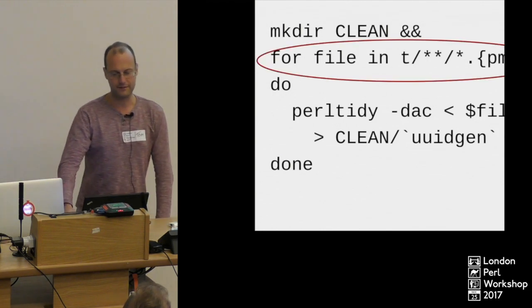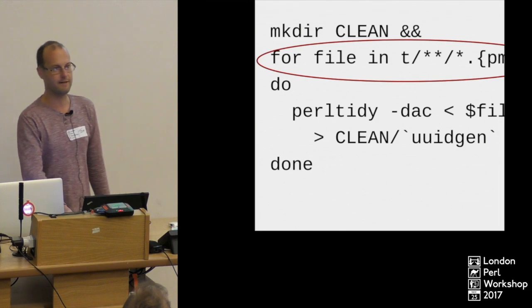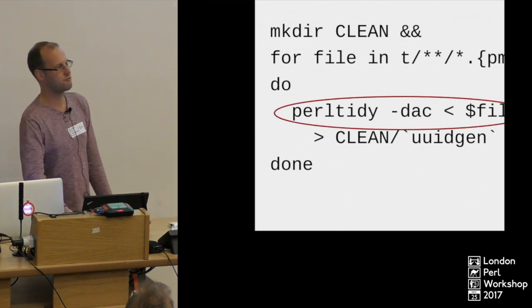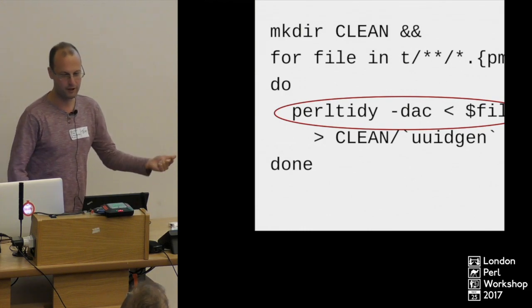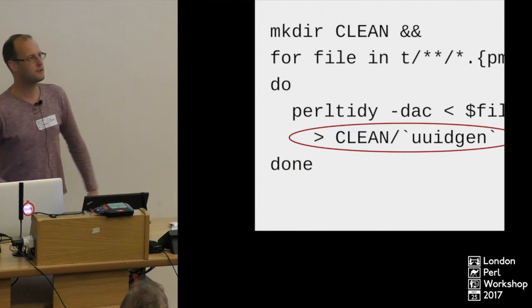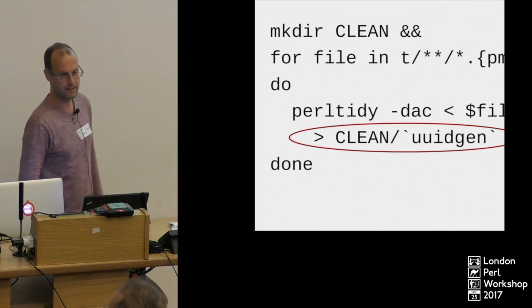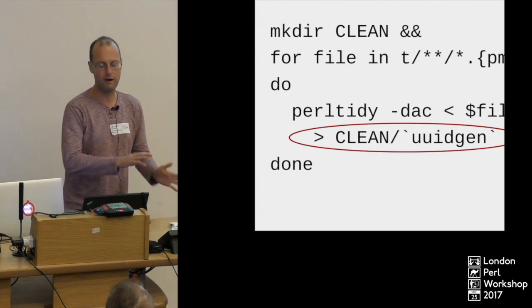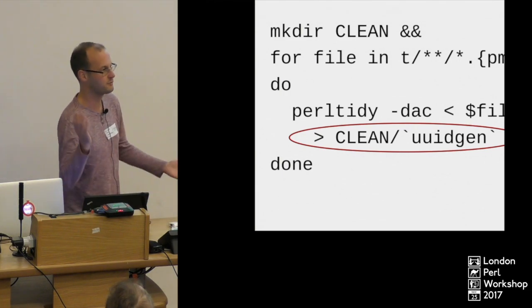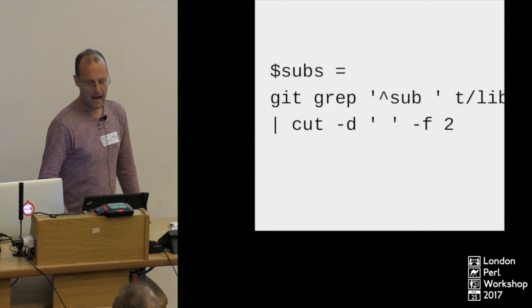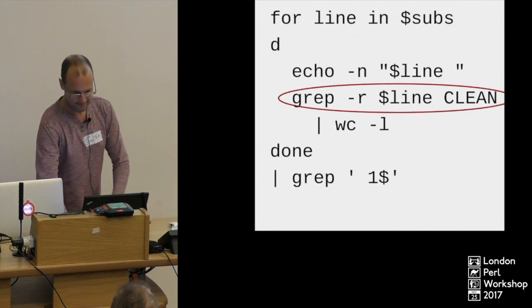So I figured that I could go through everything in the T directory that was a test or a test library and use Perl Tidy to strip out the pod, strip out the comments, and put all that code in this directory. UUID-gen just gives me a random file name. I don't actually care what it's called. But what I've got now is this directory called clean, which has all the clean code with no pod and no docs. And so I can come back to this thing again.